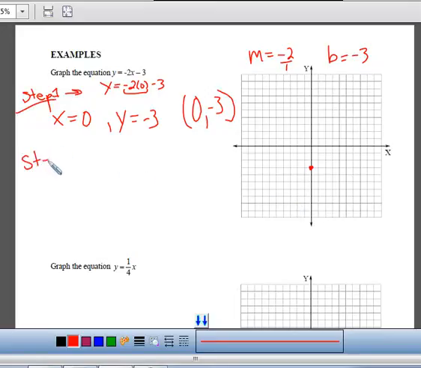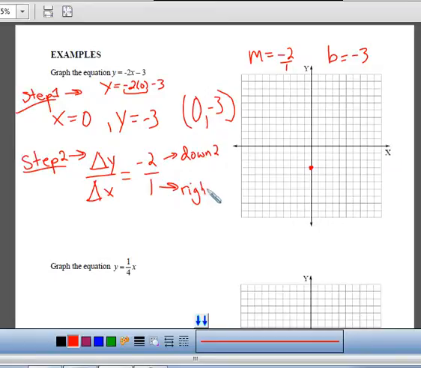Step 2, we're going to find some more points using change in y over change in x. So my change in y is negative 2. My change in x is 1. Negative 2 means I'm going down 2. Positive 1 means I'm going right 1 from this point. So down 2, right 1. Down 2, right 1. And that's all over my head. Now that's enough for me to graph my line.